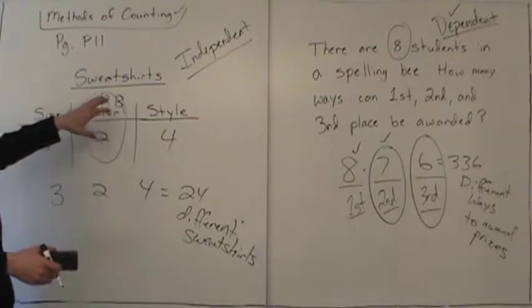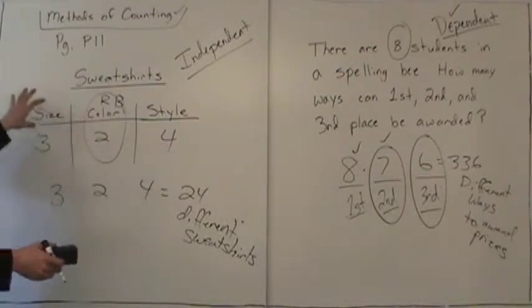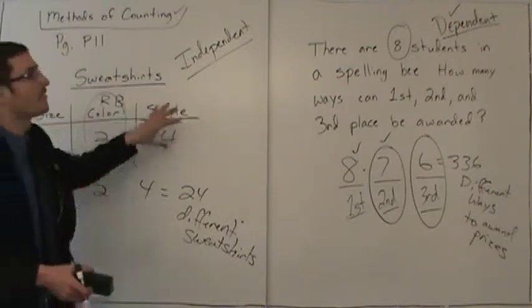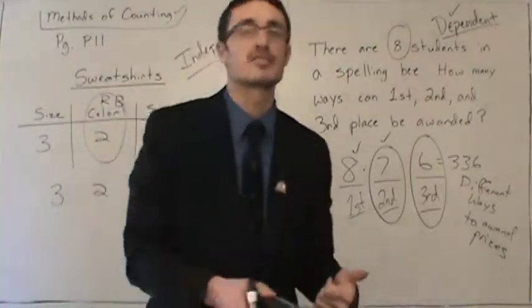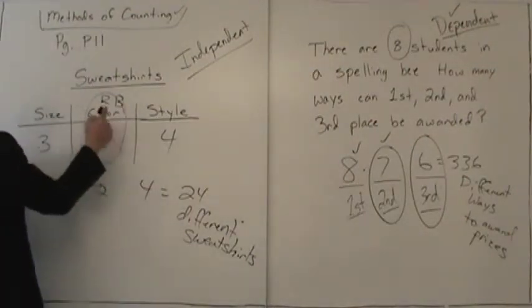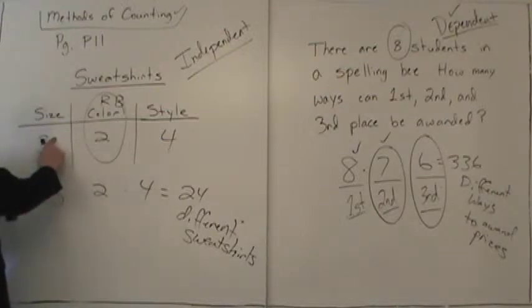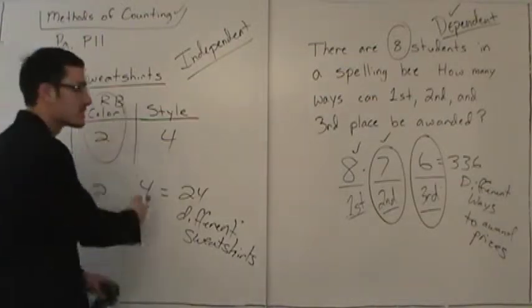So the emphasis is after you choose your size, do you still have 2 colors? Yes. And after you choose your size and color, do you still have 4 styles to choose from? Yes, assuming the store is not out of inventory. So they call this independent because the second choice, your choice for color, does not depend on what you chose for size. So these are called mutually exclusive events.